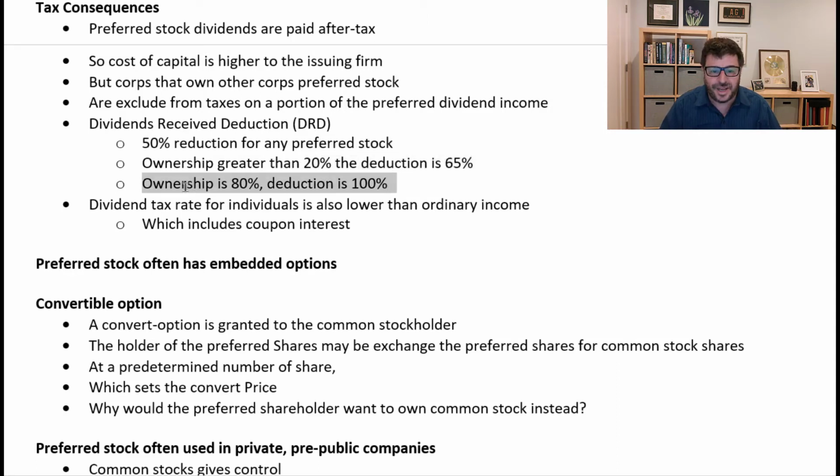And if you own 80% of the company, it's considered a subsidiary and you don't have to pay any taxes on the preferred stock dividends. In addition, the dividend tax rate for individuals is also lower than ordinary income. And remember, coupon interest is part of ordinary income, whereas dividend income is taxed at a lower rate.